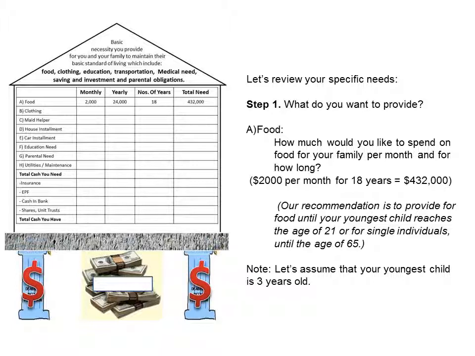A. Food. How much would you like to spend on food for your family per month, and for how long? $2,000 per month for 18 years would be $432,000. Our recommendation is to provide for food until your youngest child reaches the age of 21, or for single individuals until the age of 65. Note, let's assume that your youngest child is 3 years old.